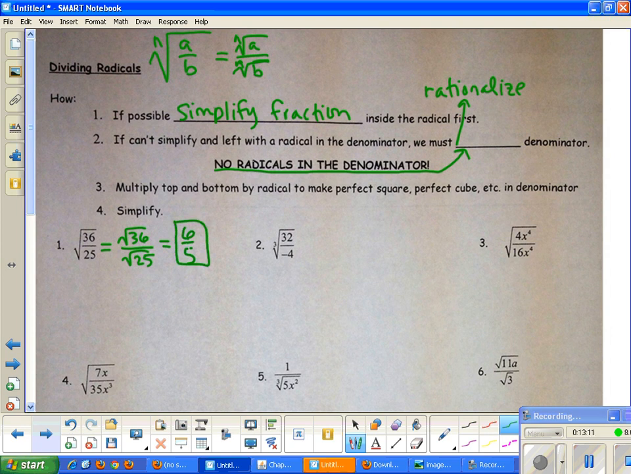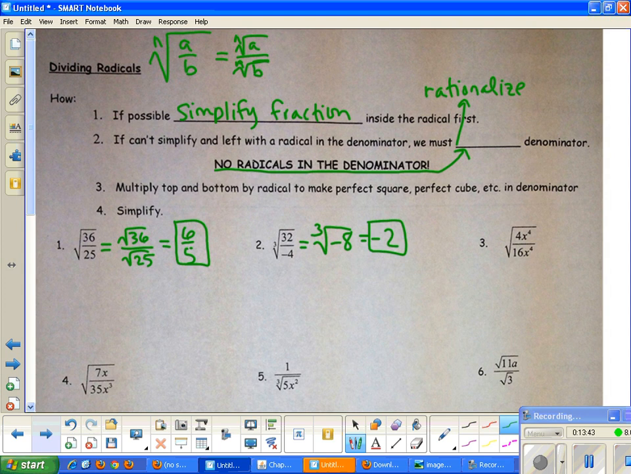If you look at number 2 here, I have the cube root of 32 over negative 4. So the first thing I would try to do is see if I can simplify 32 over negative 4, which I can. This becomes the cube root of negative 8. And then I already know that the cube root of negative 8 is negative 2. If you didn't know that, you can use your calculator and punch it in to figure out what it's equal to. And so negative 2.